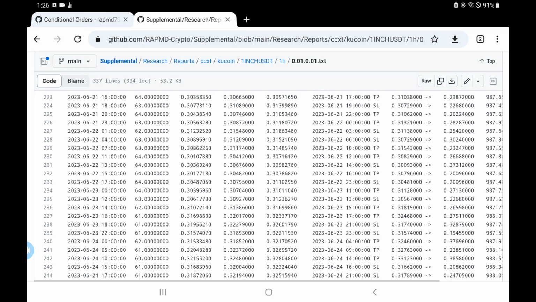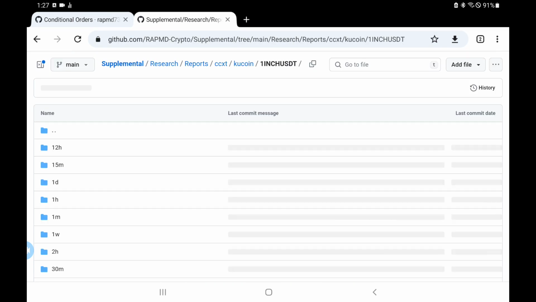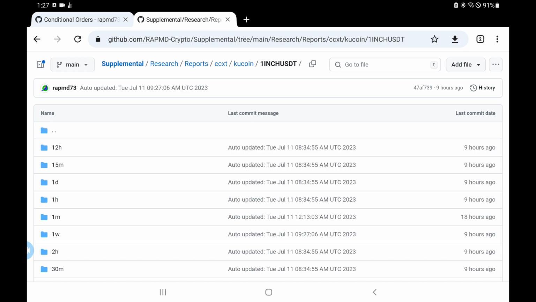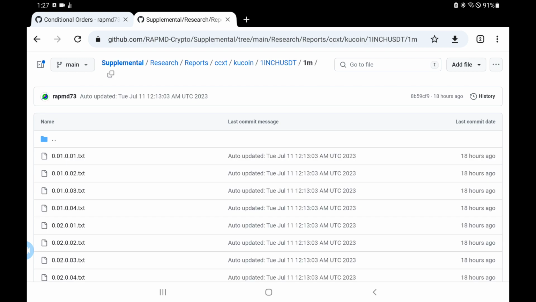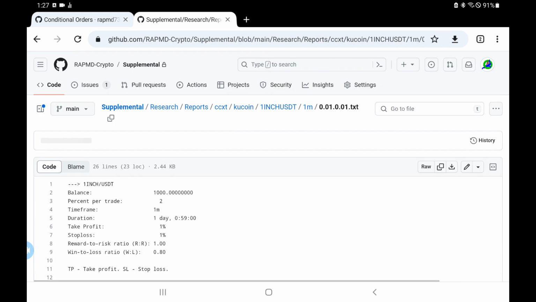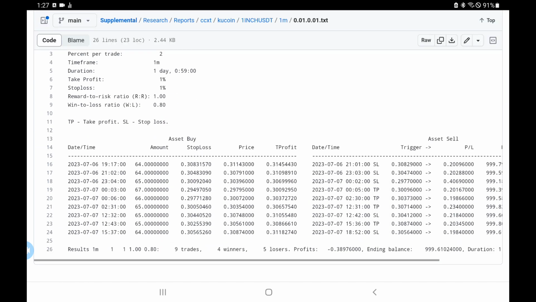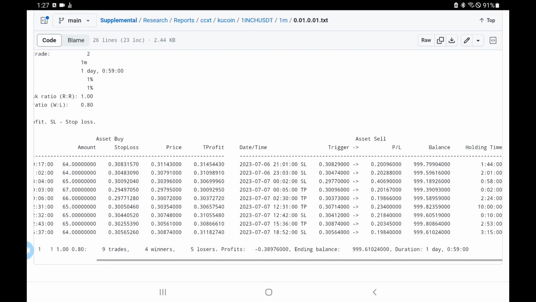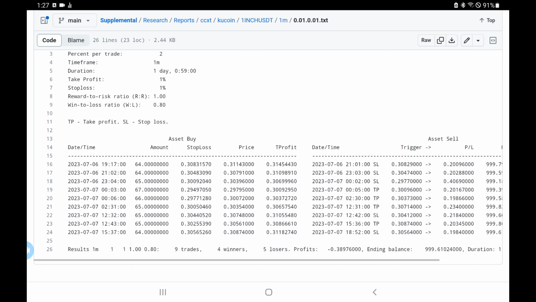So let's try a lower time frame. Let's see if it could be better. So let's go back to our time frames. Let's go to the 1 minute. This is a popular scalping. So let's see what a 1-to-1 looks like here. Well, not a lot of trades, but the duration is only 1 day and 59 minutes. And it made 9 trades, 4 winners, 5 losers, and it lost 38 cents.